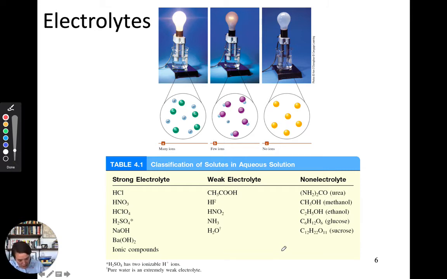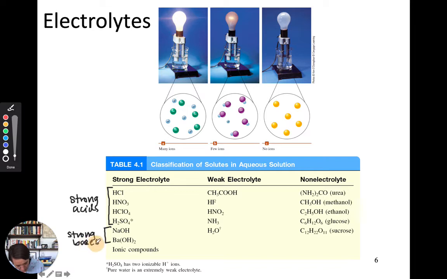Other examples of strong electrolytes are going to be strong bases, as well as, hold on, I'm going to let that go away because it's ugly. All right, so here we have our strong acids. And we also have strong bases.